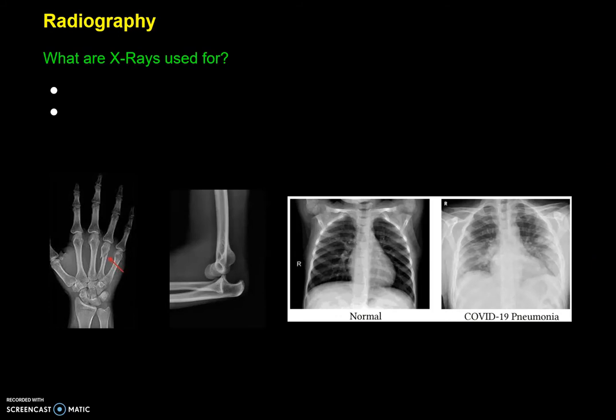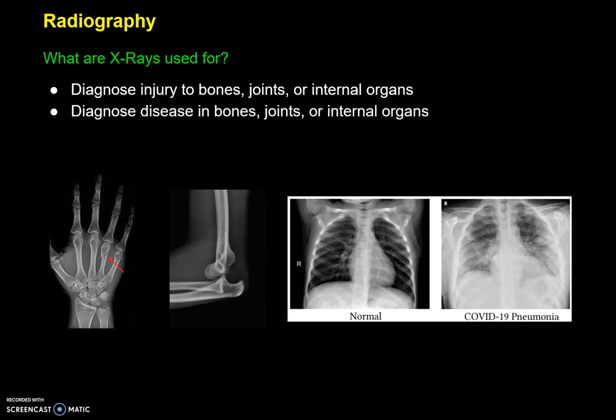So what are X-rays used for? X-rays are used to diagnose injury to bone, injury to joints, or injury to internal organs. They're also used to diagnose diseases in bones, diseases in joints, or diseases in internal organs.